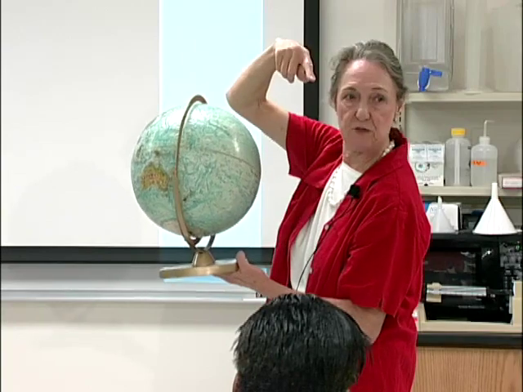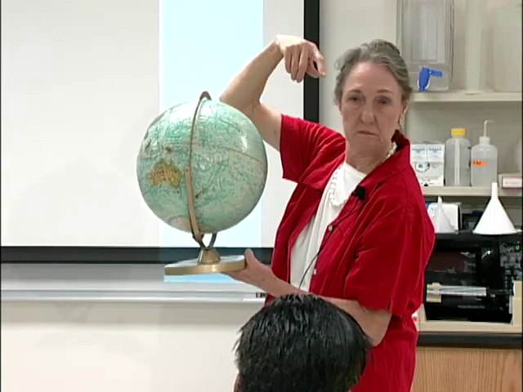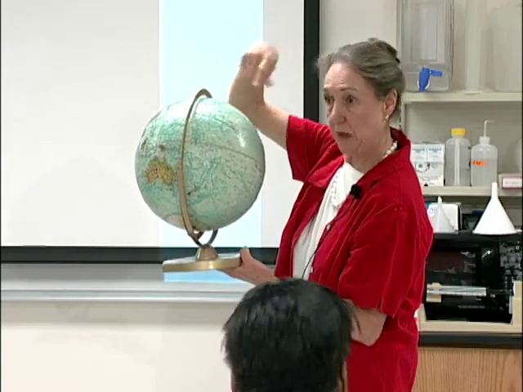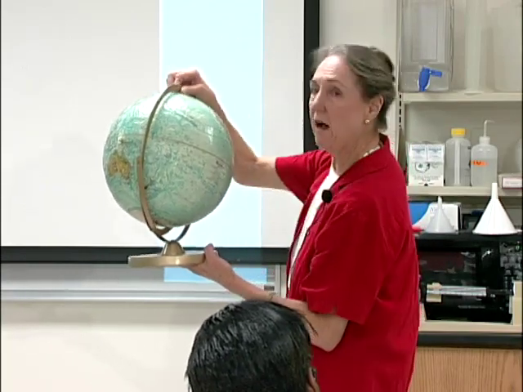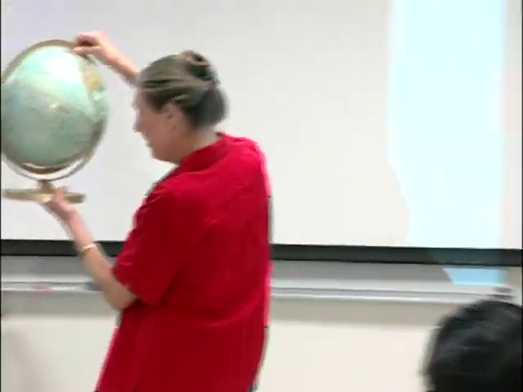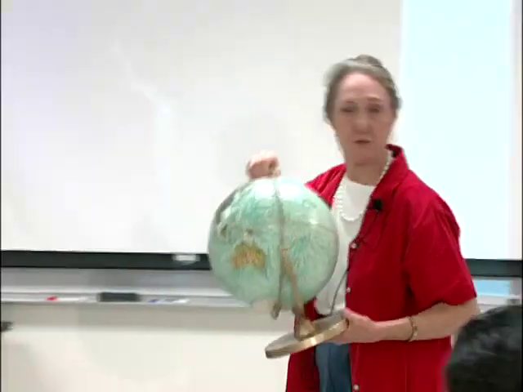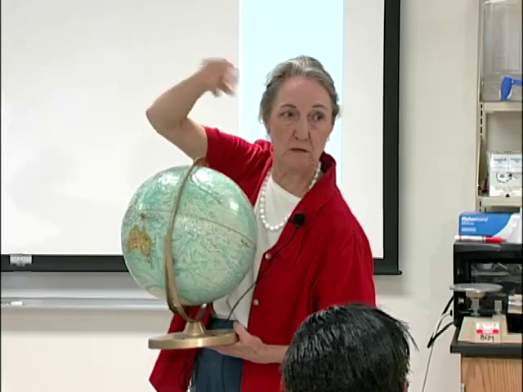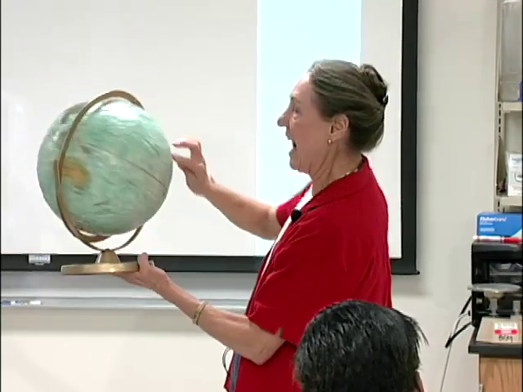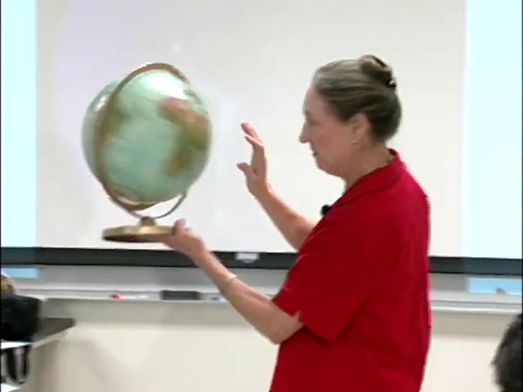Does the Earth move relative to the sun? Okay, you're nodding your head. How does it move? It goes around. We call this orbiting. So if I were in my classroom, and I had a globe like this, I would walk all the way around. And as I did that, I would be spinning it the right direction, right?